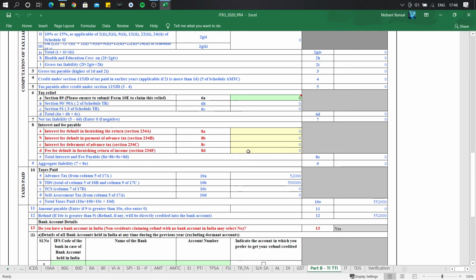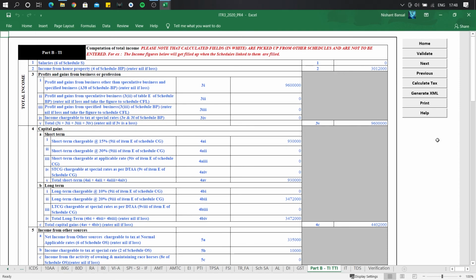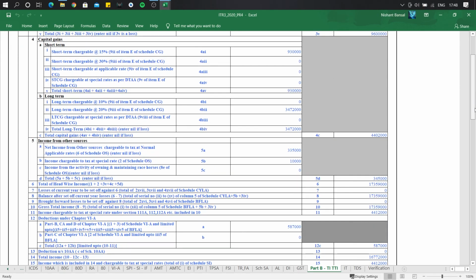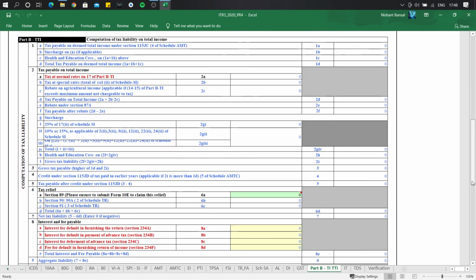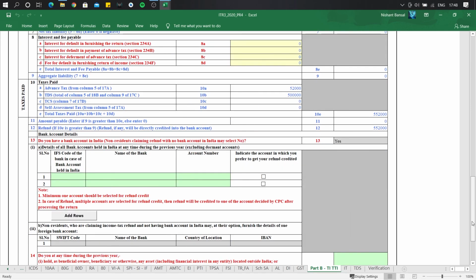But no problem, you can add this amount to the final tax liability to get the correct solution, to match the solution. The final solution will be shared with you in the description box. You can match the answer from there. Now we are left with only one thing: we have to calculate tax and generate the Excel. So we have entered all the details which were there in this case study.